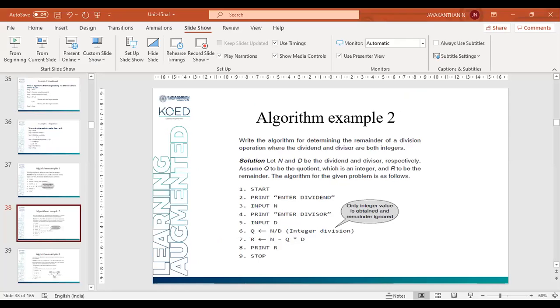For example, if n is 5 and d is 2, the dividend is 5 and the divisor is 2. The quotient is 5 by 2, which is 2.5. With integer division, 0.5 is ignored and 2 is stored in the quotient. To find the remainder, 5 minus the quotient 2 times the divisor 2, that is 5 minus 4, equal to 1. So when we divide 5 by 2, the remainder is 1. The remainder is correctly obtained as said in the algorithm. So the algorithm is correct.